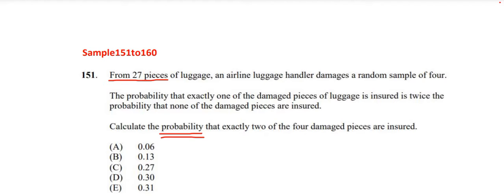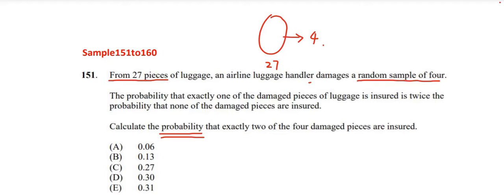From 27, we pick a random sample of 4. So this means from 27 we pick 4. So we put the total 27, and pick 4.